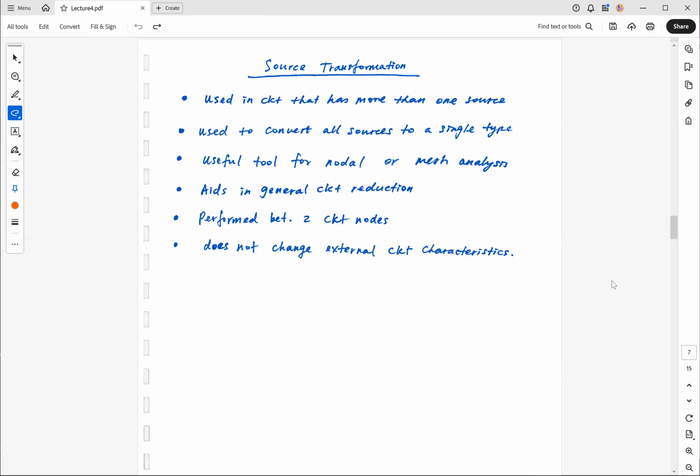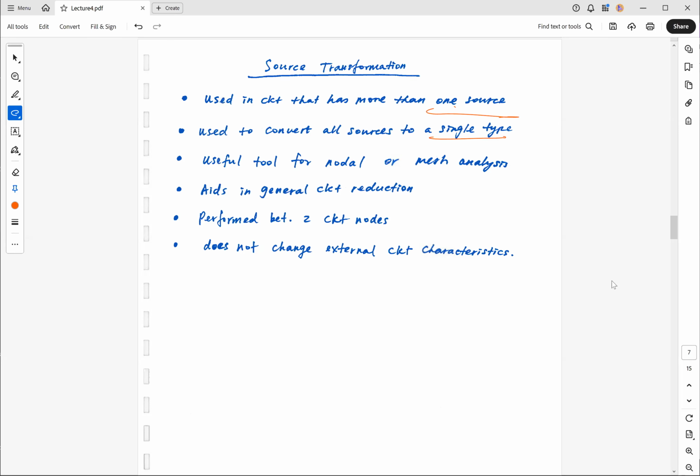Hello. In this part of the lecture, we're going to look at one circuit reduction technique called source transformation. Such a technique is typically used in a circuit that involves more than one source, and for example, it can either be a voltage source or a current source. The technique can be used to convert all sources to one single type.